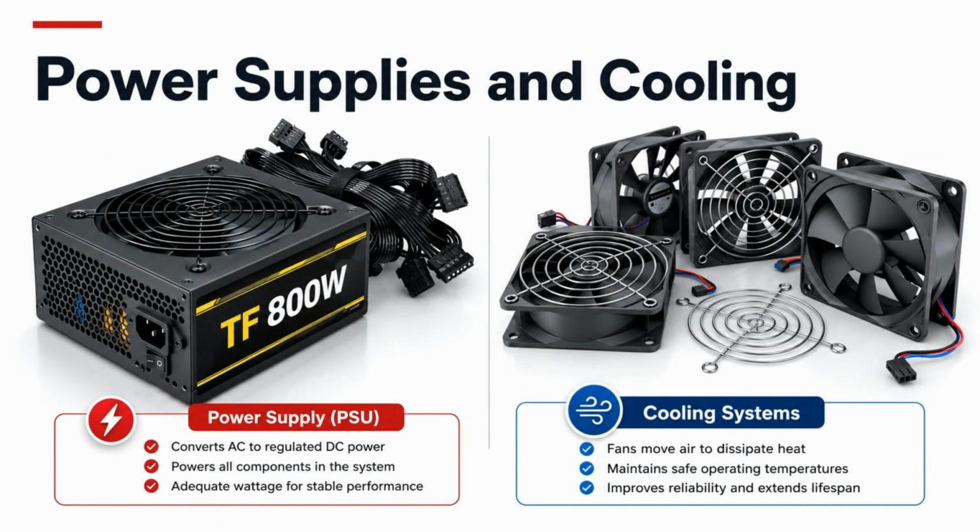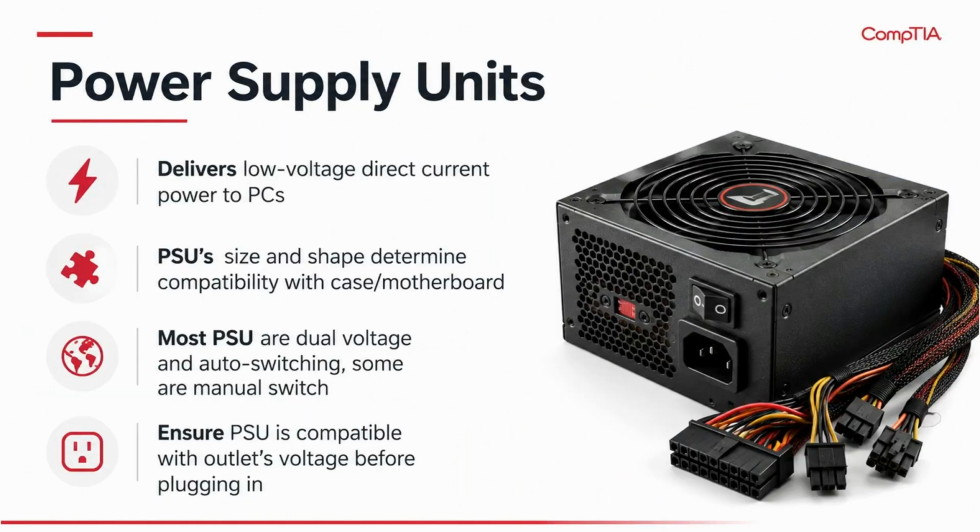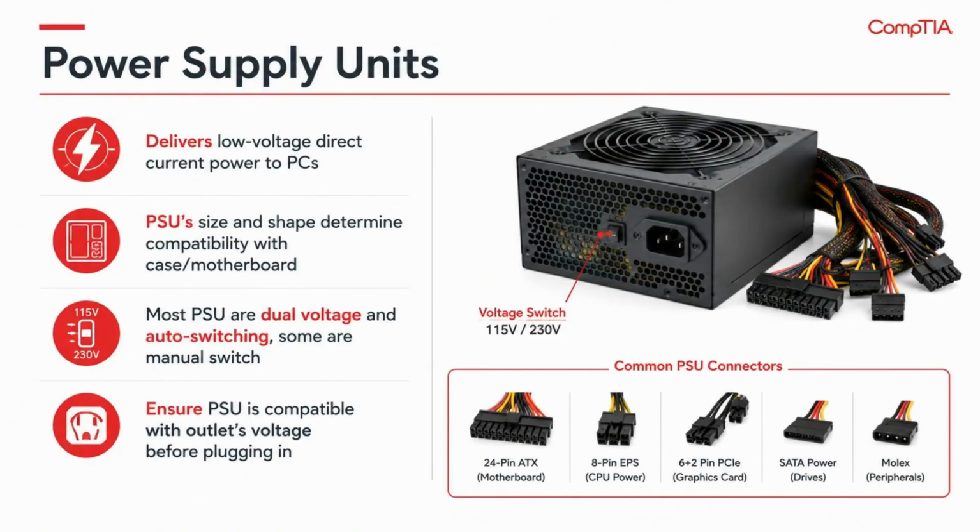To maintain optimal performance and reliability, your system relies on effective power delivery and heat dissipation. This visual provides an overview of the cooling and power hardware we will be discussing throughout this session. The power supply unit is the heart of your system, converting wall power into the DC power your components require. When selecting a unit, remember that its physical dimensions must be compatible with your case and motherboard. Always verify your PSU's voltage requirements before plugging it in.